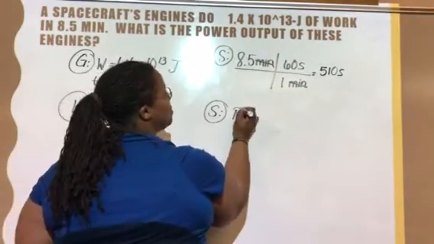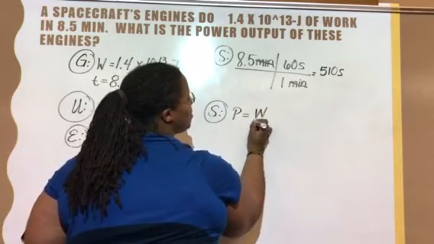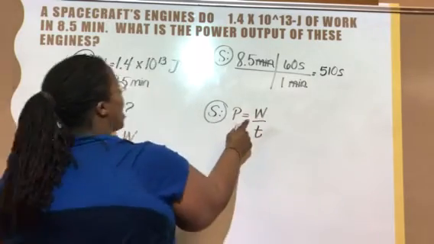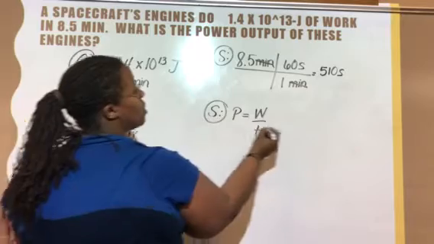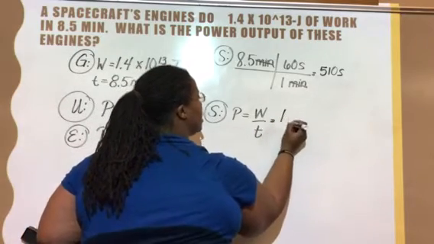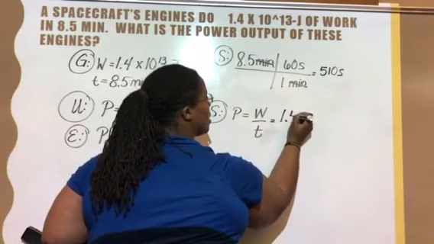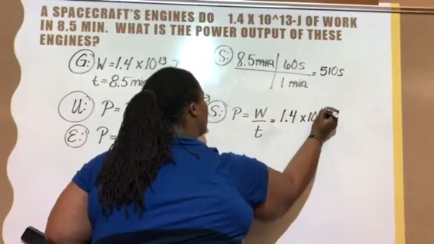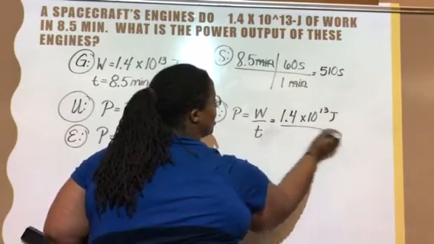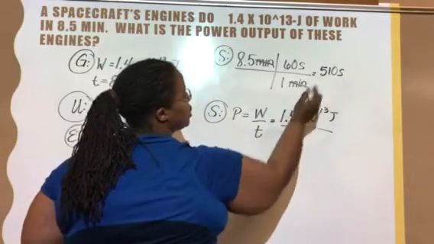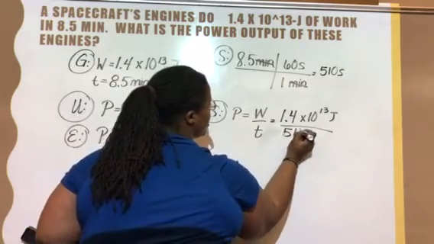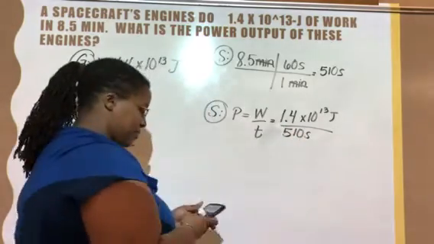Power is going to equal work divided by time. Our work is our 1.4 times 10 to the 13th. And our time, don't forget to use your updated time of 510 seconds.